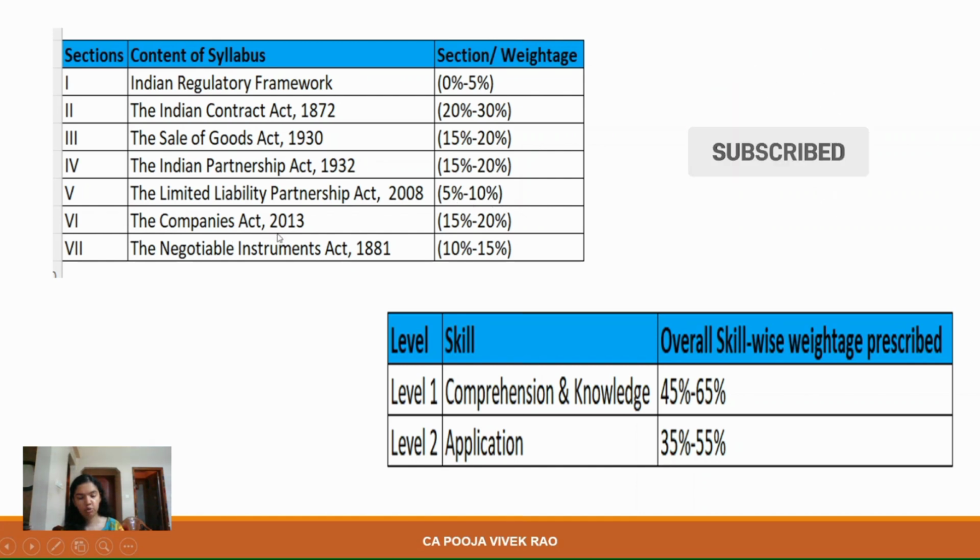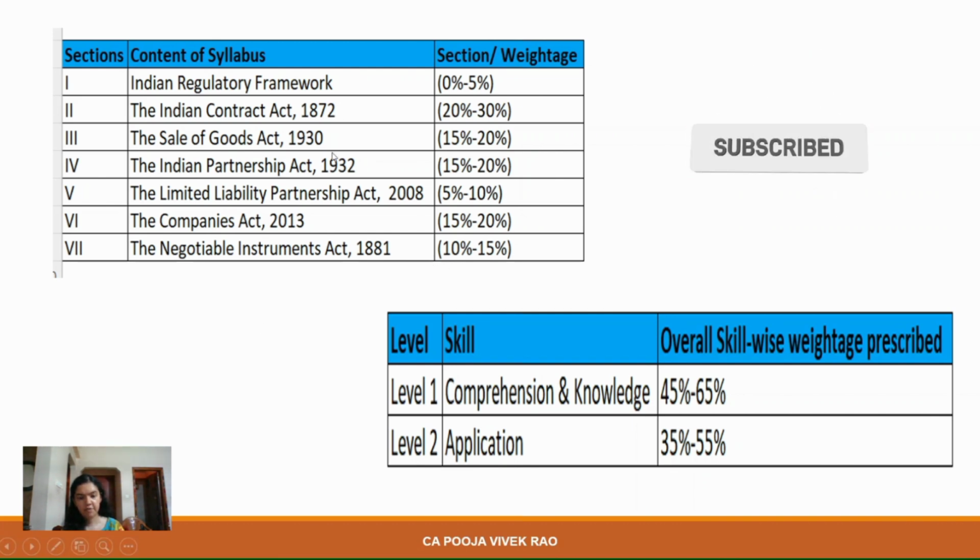Section 6 is the Companies Act 2013 and the section wise weightage allocated to this is 15% to 20%. Section 7 is the Negotiable Instruments Act 1881. The section wise weightage allocated to this is 10% to 15%.